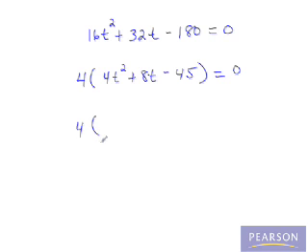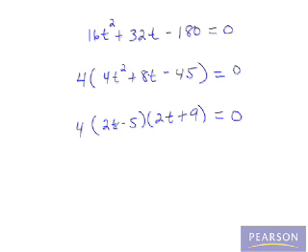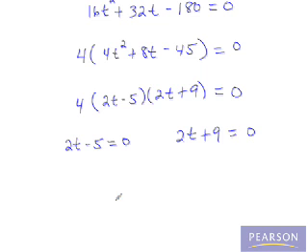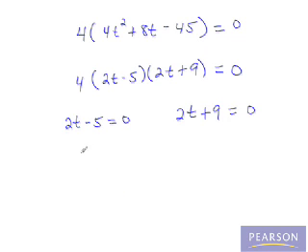It can be factored as 2t minus 5 times 2t plus 9 equals 0. Now we'll set each factor equal to 0. It does not make sense to set 4 equal to 0, so we only need to worry about the two factors that contain the variable. So 2t minus 5 equals 0, or 2t plus 9 equals 0. And we'll solve each of these.